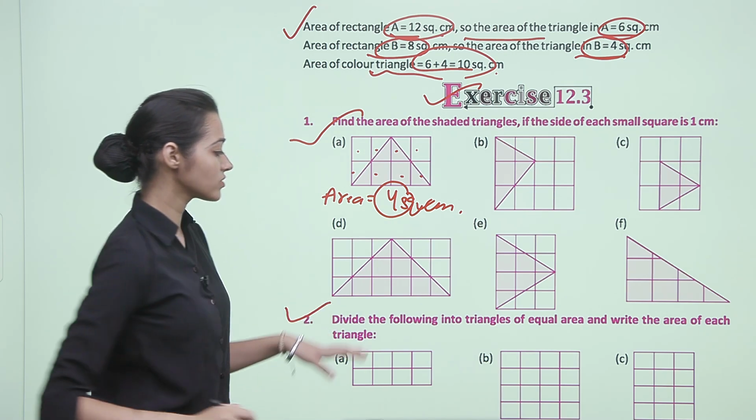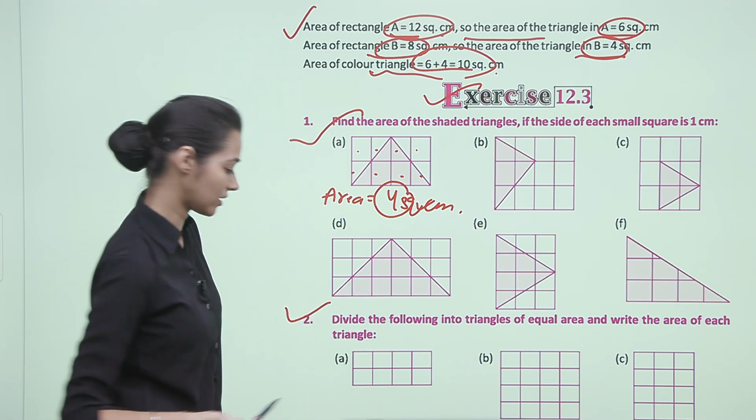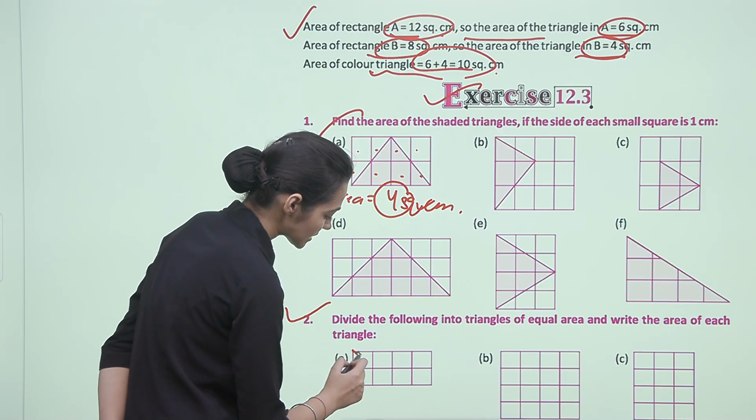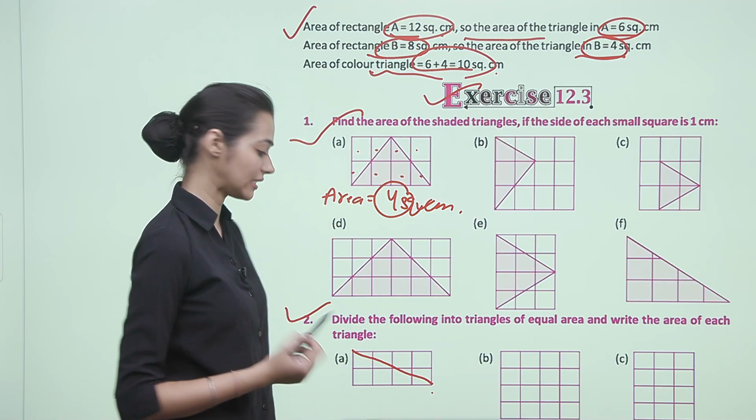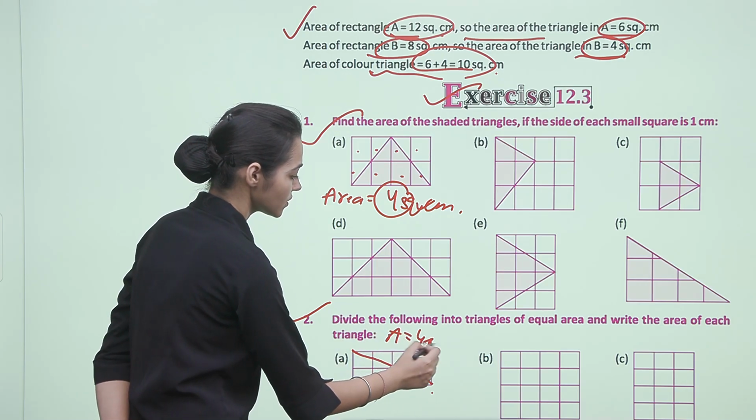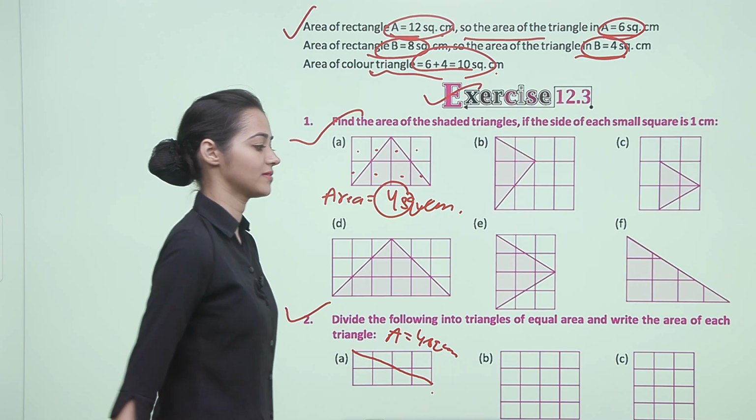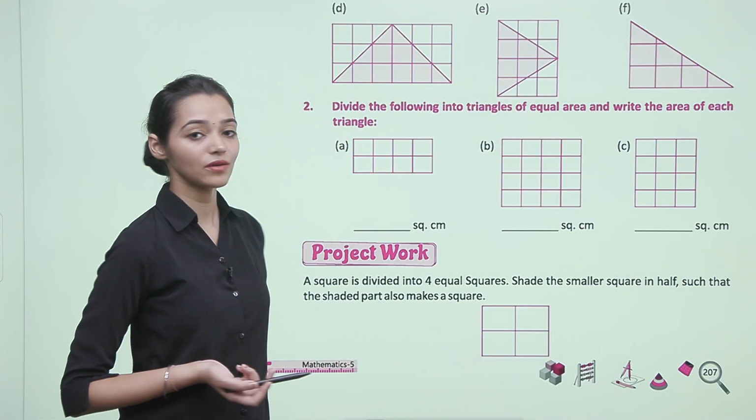Now in the second one we have to divide the following into triangles of equal area and we have to write the area of each triangle. So you can draw it like this and then you have to find the area, and the area of this triangle is 4 square centimeter. That's how you can complete the remaining part.